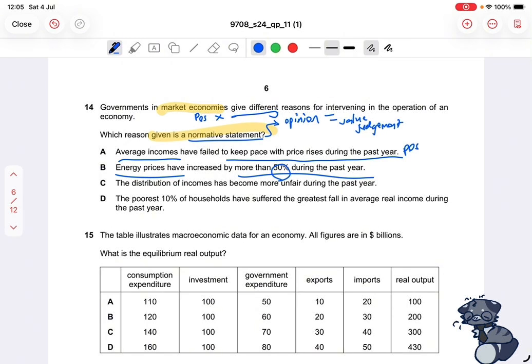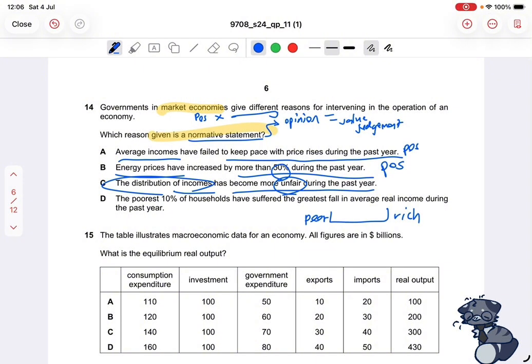The next one says, the distribution of incomes has become more unfair during the past year. So the keyword is unfair, because to what extent, when do you think something is unfair? How large of a gap? The gap between the rich and the poor, of course. So some people... perfectly equal, so there will always be some sort of gap between it.